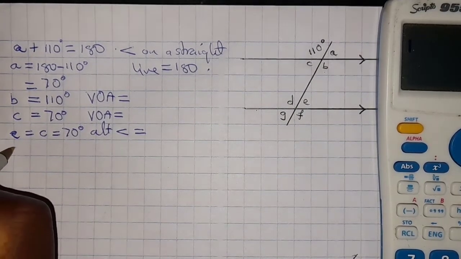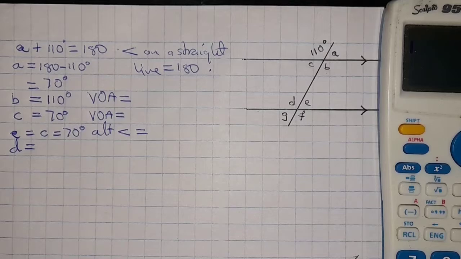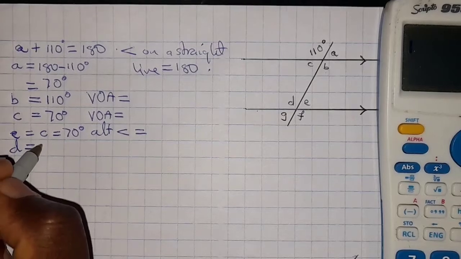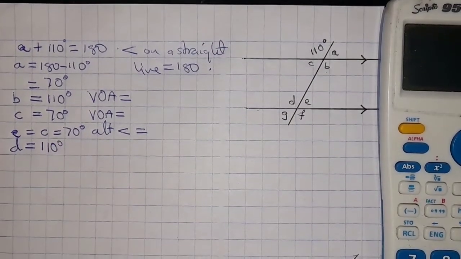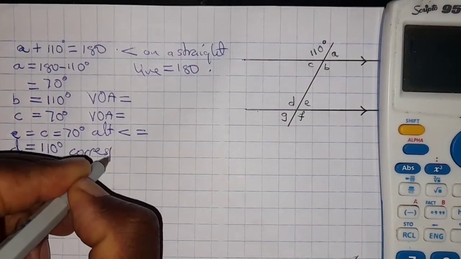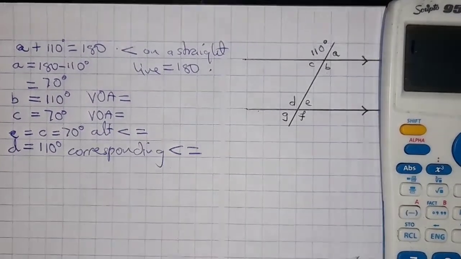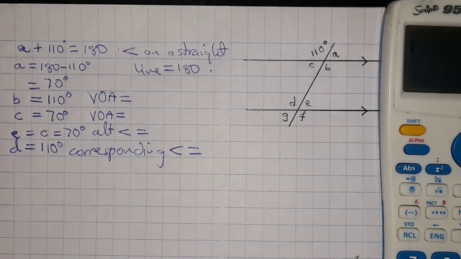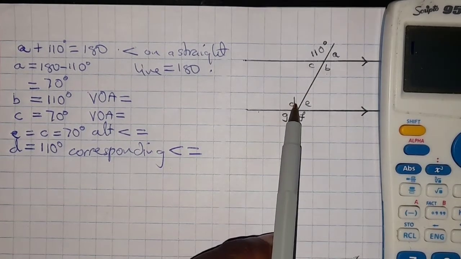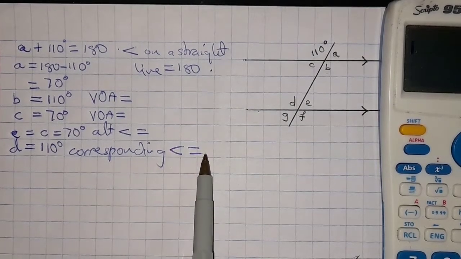And then we have angle D also. Angle D, there are two ways to get it, or there are three ways to get it. Which one should I take? All right, angle D is equal to 110 degrees. The reason that I want to give this time is corresponding angles are equal. So D here is corresponding with 110. So corresponding angles are equal.